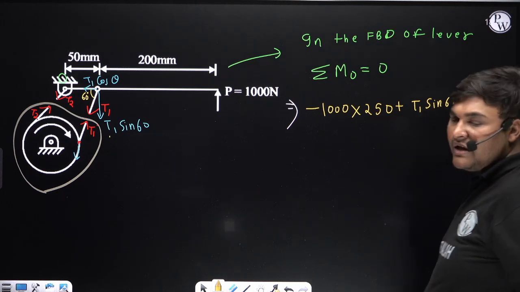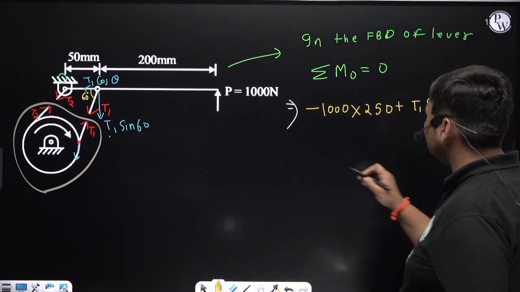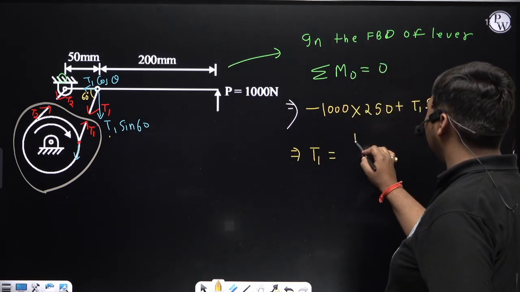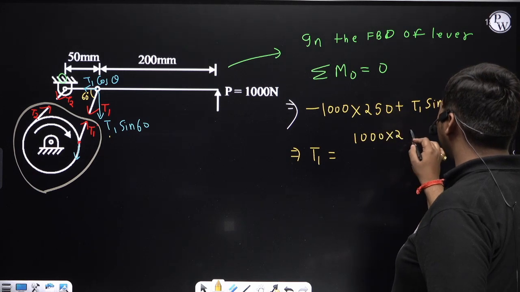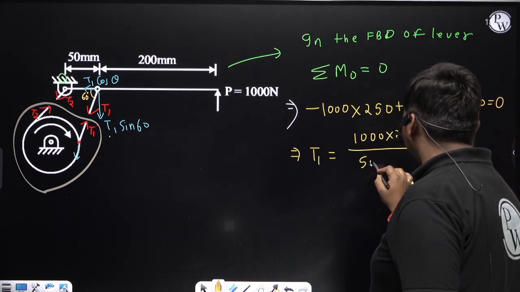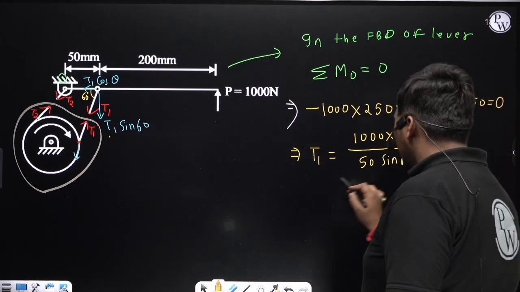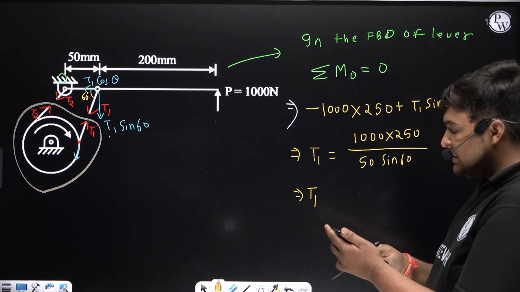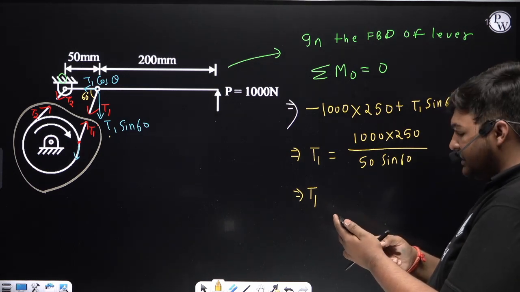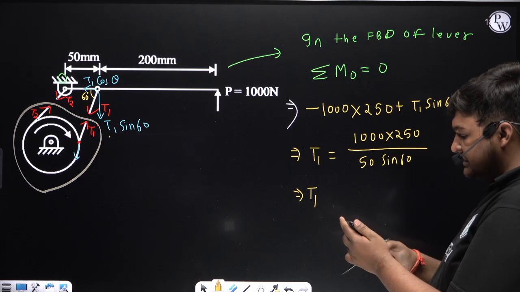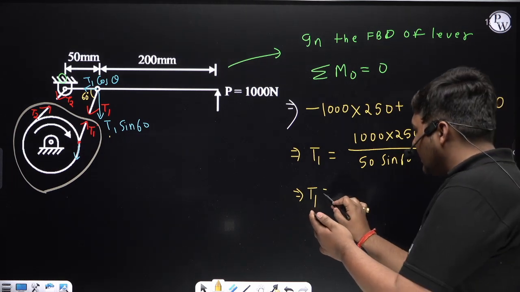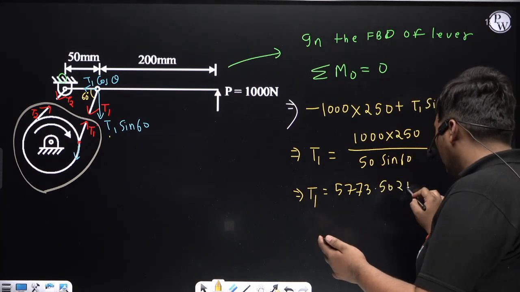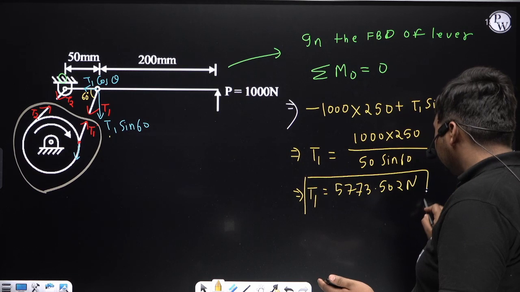And since the braking effort is already given, we can easily find the value of T1 from this. This minus will go to the other side and become plus, so T1 equals 1000 into 250 divided by 50 sin 60. From this equation we'll get the value of T1. How much is it coming? 1000 into 250 divided by 50 divided by sin 60. It is coming 5773.502 Newton. It is the value of T1.